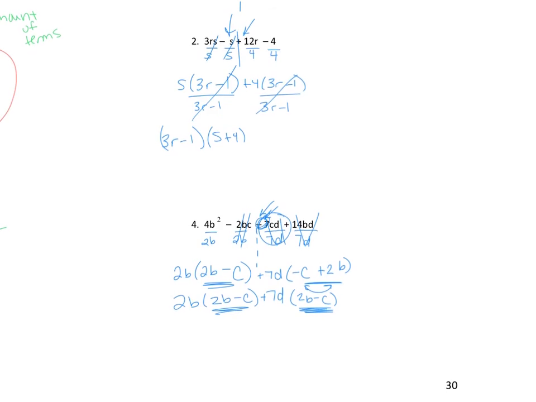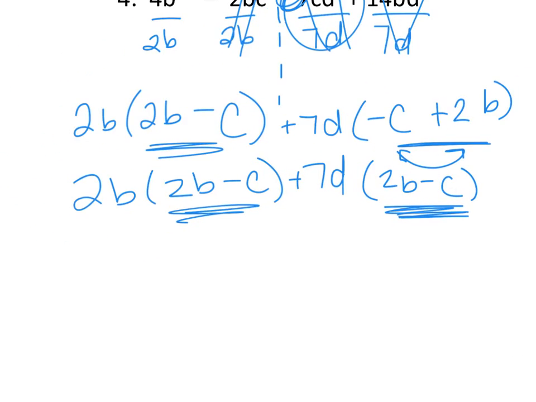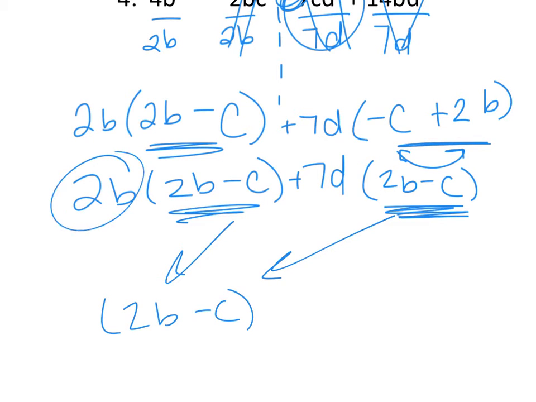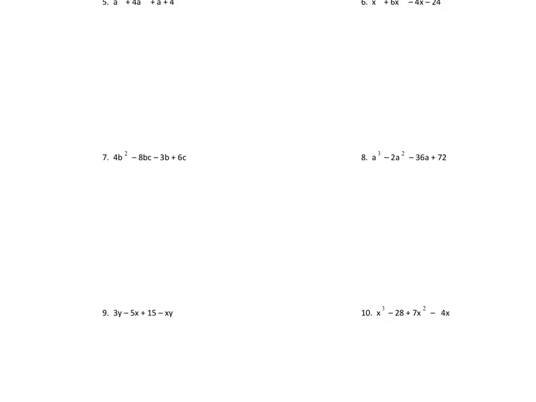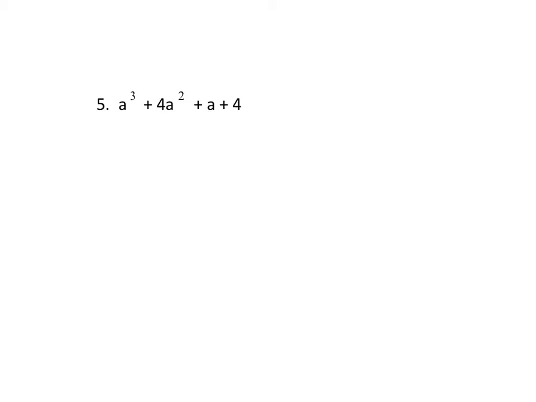So pull those to the front. These will get pulled to the front, so it'll be 2b minus c. And then these are what's left over, so it'll be 2b plus 7d. All right, that's the last one on this page. Okie dokie, so let's keep on trucking.